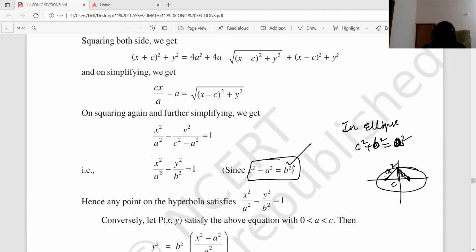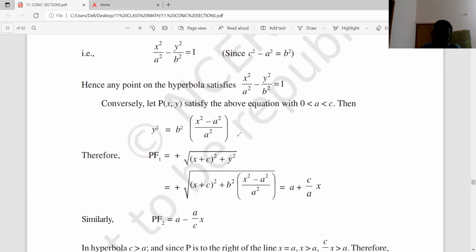Okay, now that's the reason B square equals, just now we discussed, A square minus C square. A square minus C square, right here. Here also, B square minus A square is B square. That's the definition only.